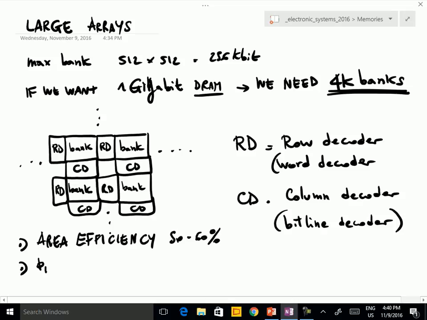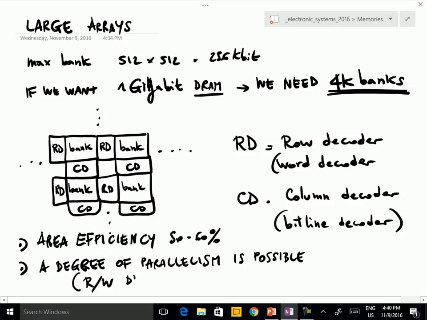So let me write here only parallelism. Let me write more completely. A degree of parallelism is possible (read or write different memory banks simultaneously).